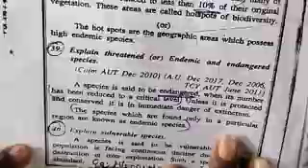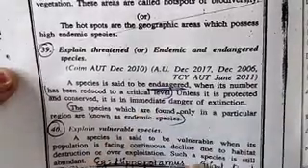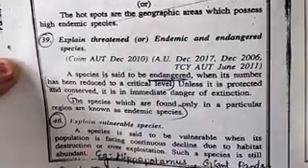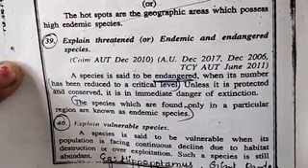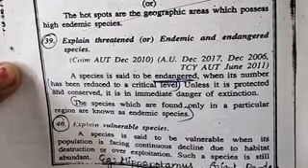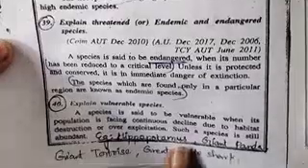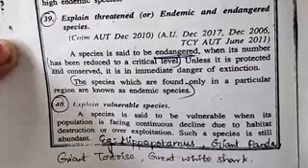Vulnerable species: a species is said to be vulnerable when its population is facing continuous decline due to habitat destruction and overexploitation. Examples are hippopotamus, giant panda, giant tortoise, and great white shark.